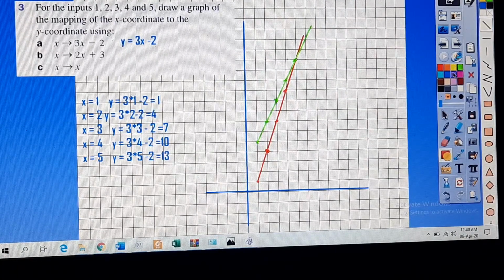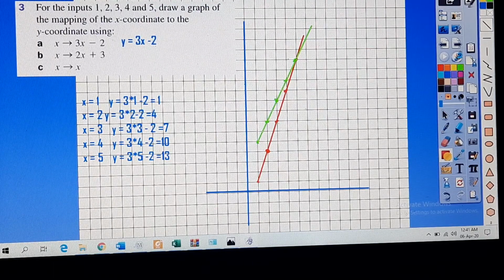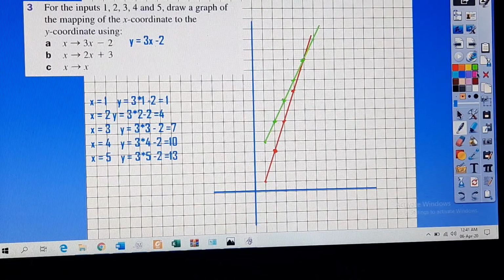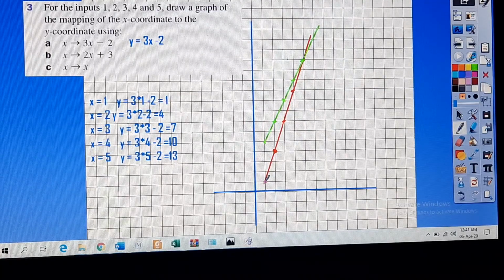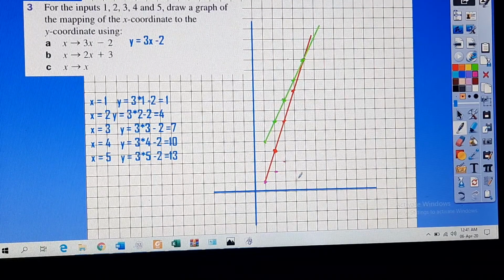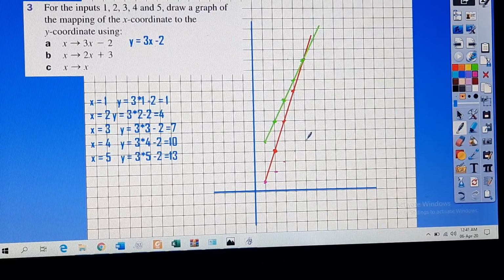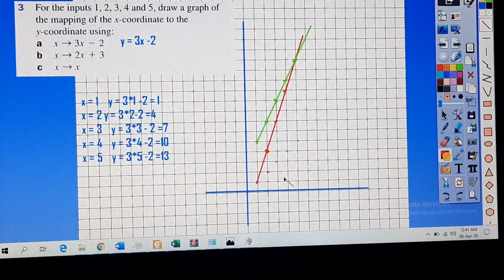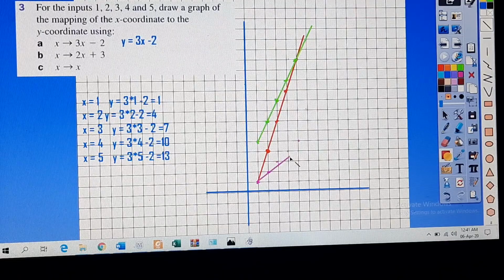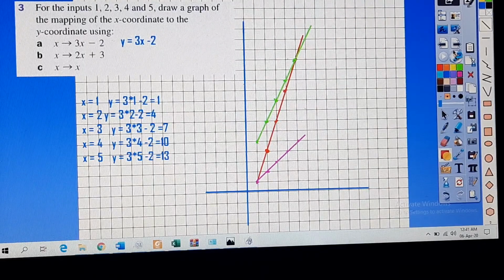We can put the points. If x is 1, what is y? y is 1, because it shows me exactly the same point. So if x is 1, y is 1. If x is 2, y is 2. If x is 3, y is 3. If x is 4, y is 4. If x is 5, y is 5. So we will have exactly the same points on the x-axis and y-axis. So this one will be the line. These are the lines that can be drawn for exercise 3.